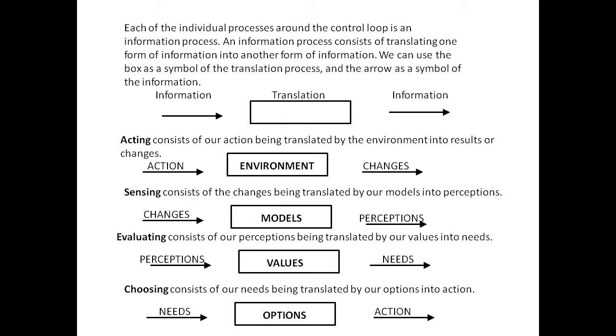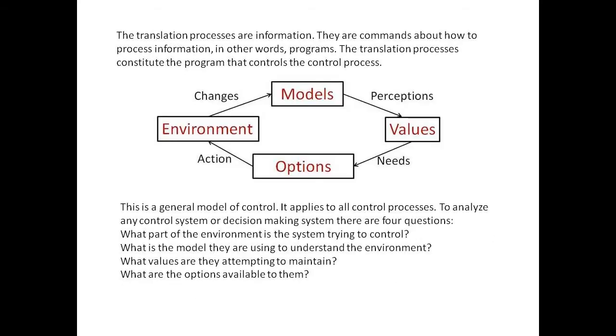Acting consists of our action being translated by the environment into results or changes. Sensing consists of the changes being translated by our models into perceptions. Evaluating consists of our perceptions being translated by our values into needs. And choosing consists of our needs being translated by our options into action.